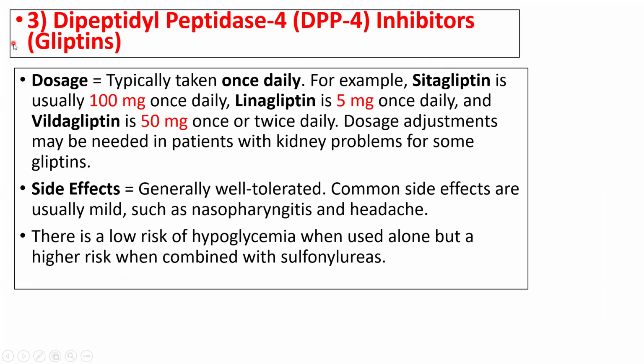Now, gliptins are typically taken once daily. For example, sitagliptin is usually 100 milligrams once in a day. Then linagliptin is 5 milligrams once in a day. Then vildagliptin is 50 milligrams once or twice in a day. Dose adjustments may be needed in patients with kidney problems for some gliptins. So remember, side effects, you make a table.